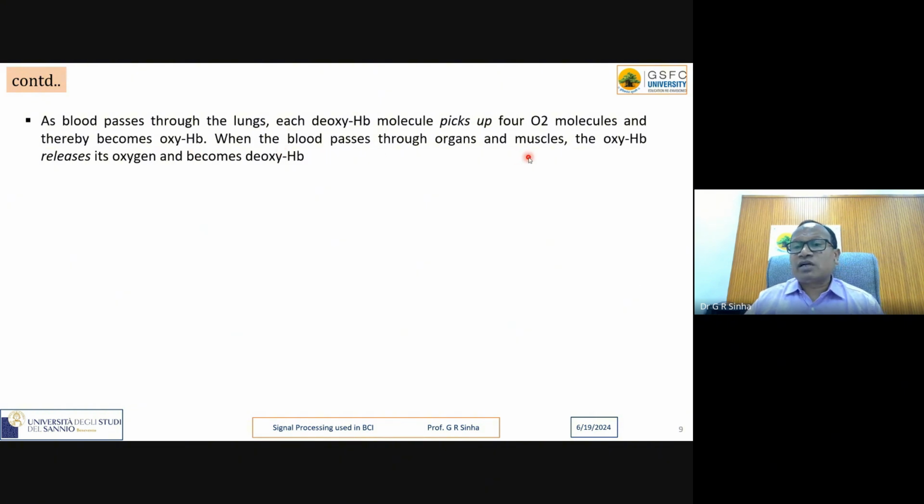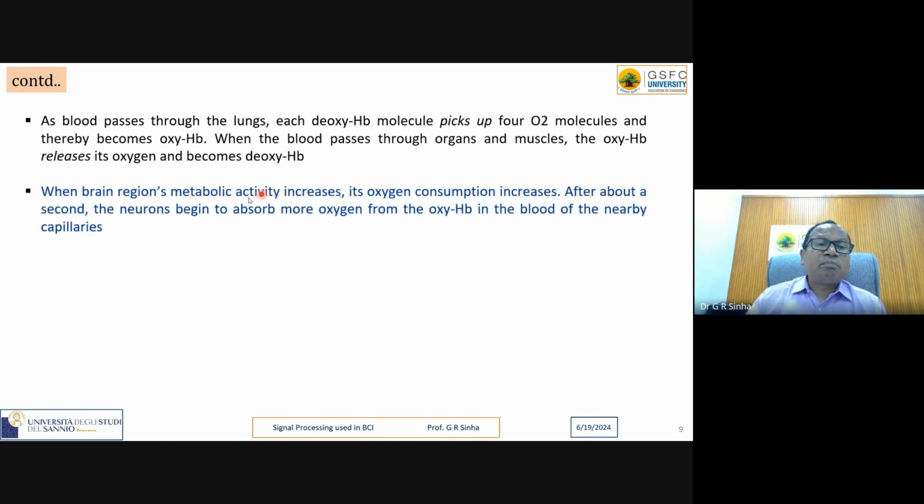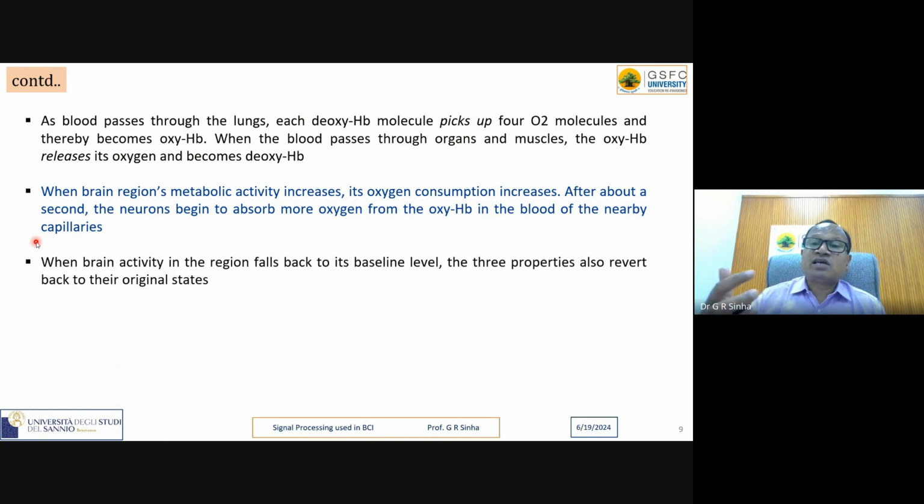When the blood passes through organs and muscles, oxyhemoglobin releases the oxygen and becomes deoxyhemoglobin. This is a phenomenon. Now coming to the brain: when a brain region's metabolic activity increases, as we have mentioned in the PET also, whenever metabolic activity increases, oxygen consumption increases. It requires more energy. In about a second, the neurons begin to absorb more oxygen from oxyhemoglobin in the blood of nearby capillaries. So it will ask for more oxyhemoglobin.